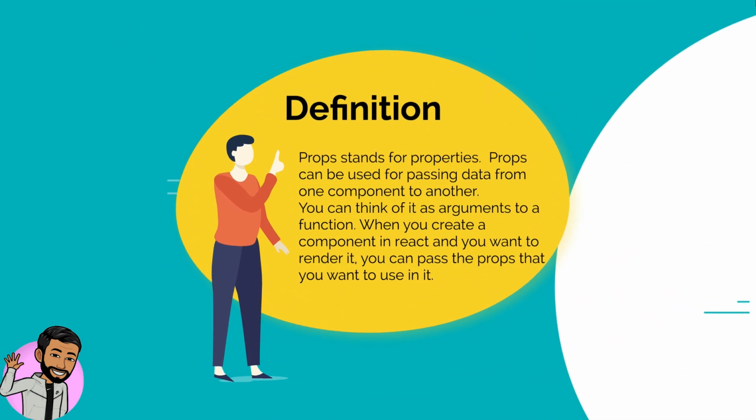Prop stands for properties. They are read-only components. It can be used for passing data from one component to another. You can think of it as arguments to a function. Props are immutable, so we cannot modify the props from inside the component. When you create a component in React and you want to render it, you can pass the props that you want to use in it.